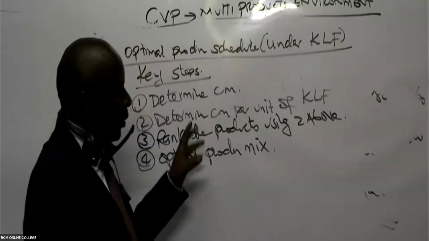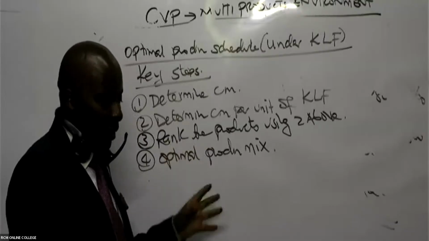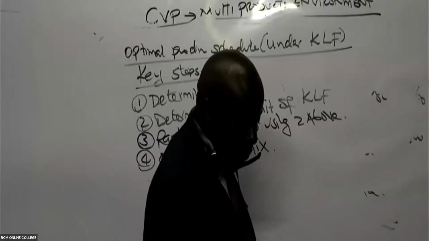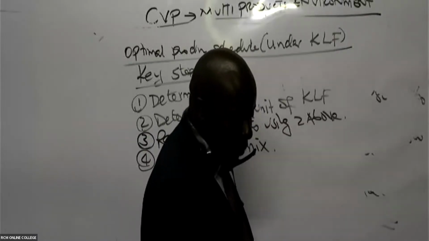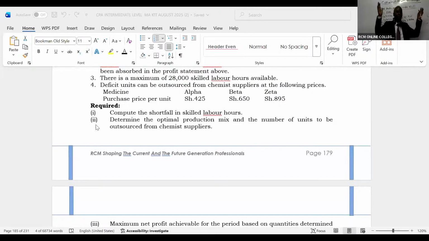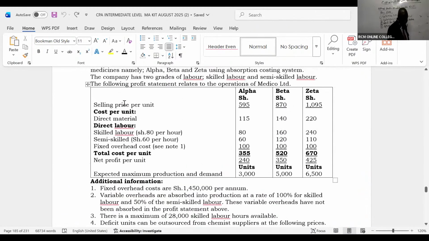Yes. So now remember, we have some scarcity in terms of direct labor hours, isn't it? The skilled labor hours. So let's start with number 1. We want to compute contribution margin. How do you normally get contribution margin? It is selling price minus variable cost. So let's copy that table of sales price against revenue. So we have here selling price.